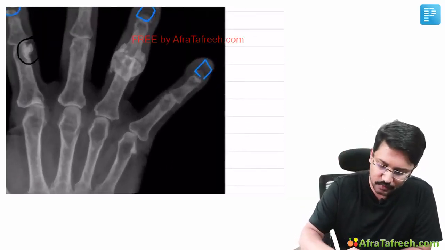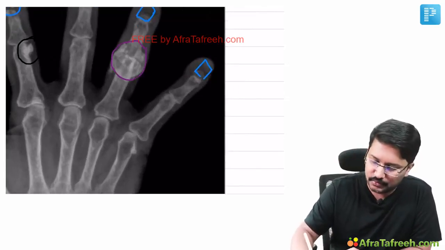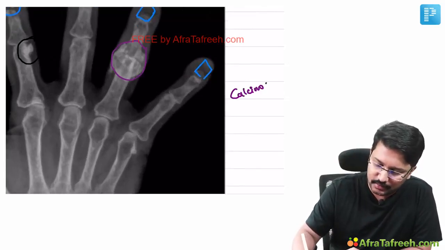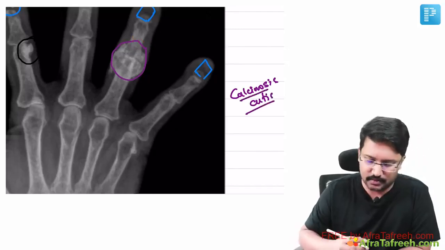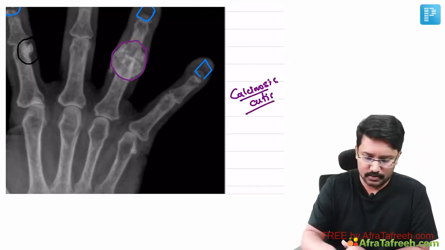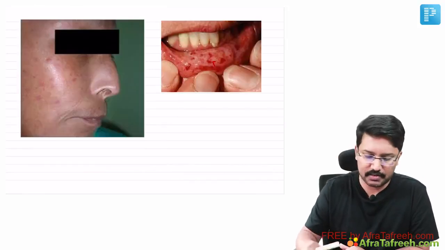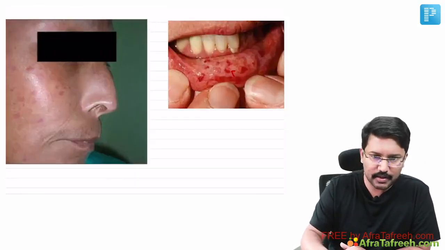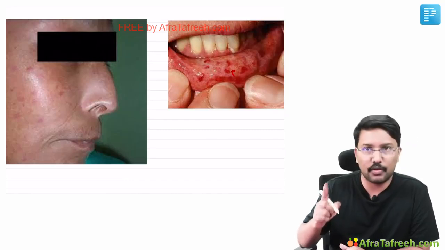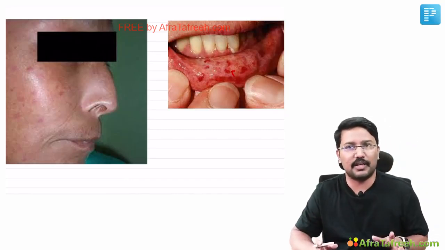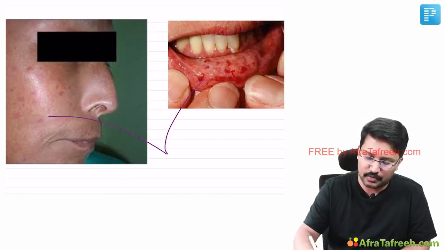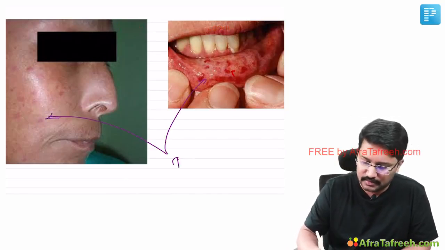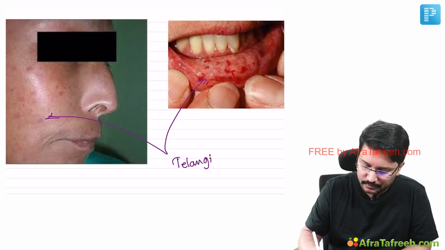What do we notice here? Yes, we can also notice that there is calcinosis cutis. Right? The skin calcification is also evident on this X-ray. Okay? So these are the cutaneous manifestations. Apart from that, in this image, you can appreciate that there is telangiectasia. I have already told you the most commonly affected site for telangiectasia is basically face and lips, right? So we can appreciate in these two images the telangiectasia of the face and lips.